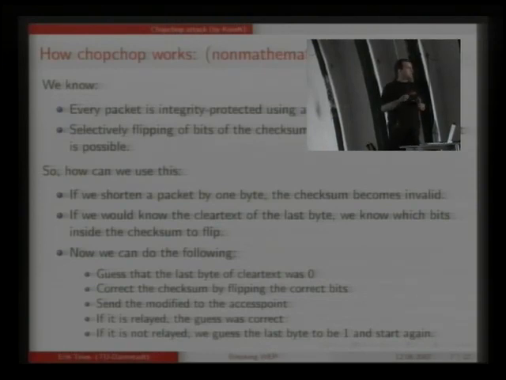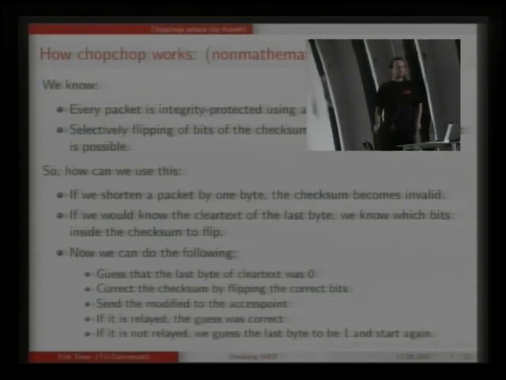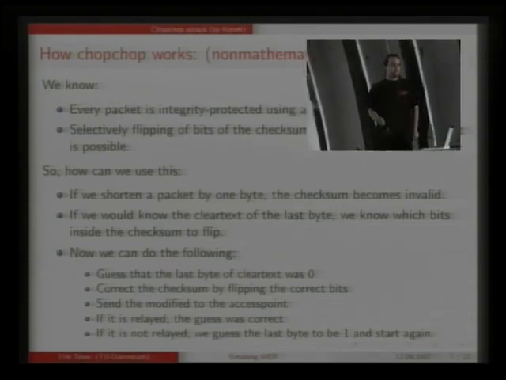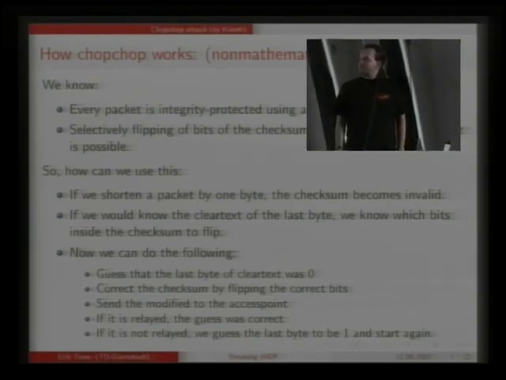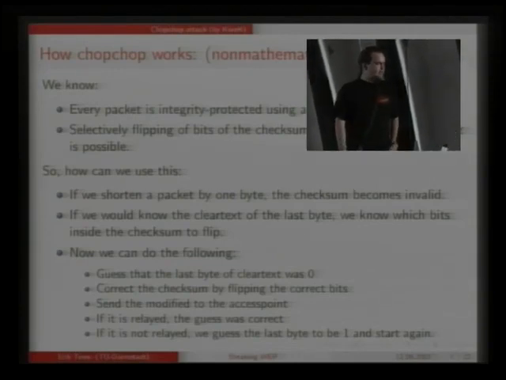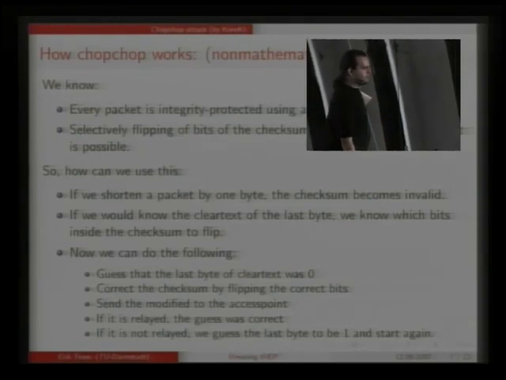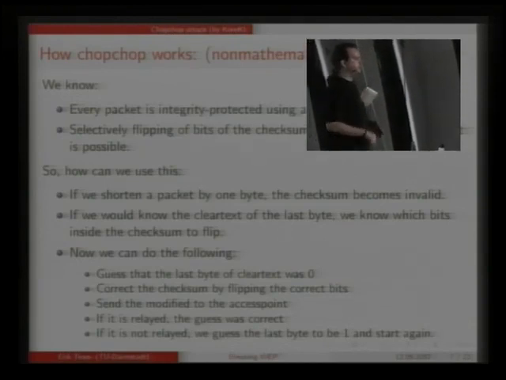So by selectively correcting the checksums and guessing the last byte of the packet, you can decrypt the last byte of the packet, and you can go on and decrypt the last bytes of the packet by sending an average of 128 packets. Because the last byte has only 256 values, it will at least succeed after having sent 256 different packets with different corrected checksums.